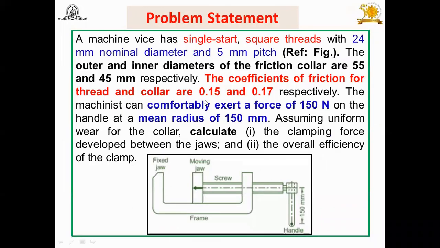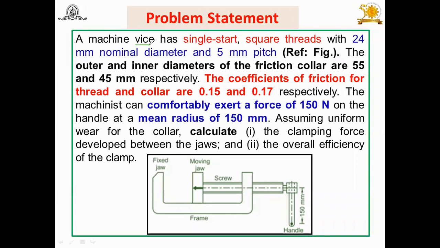The objective of this session is to solve some of the problems on power screws. Here I have taken this problem from Bhandari's book. If you have a notebook and pen, you can note down. I am going to read the problem statement.